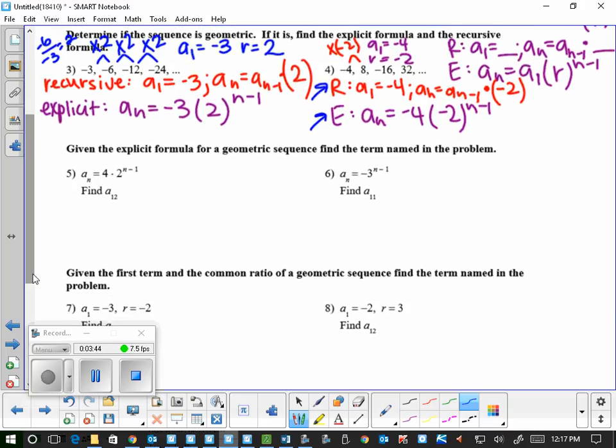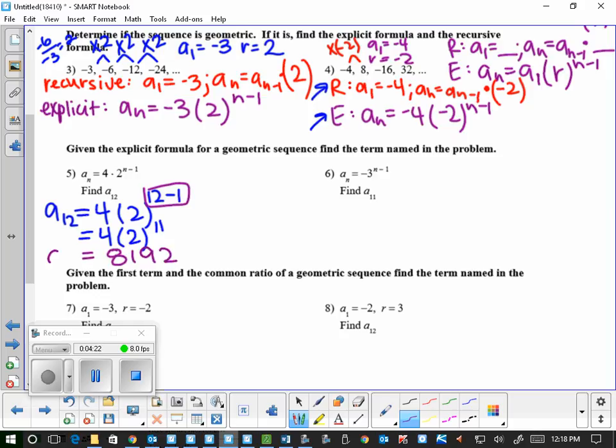Numbers 5 and 6: you are given the explicit formula, and we want to find the term that is given. So here is the explicit formula, 4 times 2 to the n minus 1. We want to find the 12th term. So I'm going to plug in 12 where I see n. So I have 12 minus 1. That's 4 times 2 to the 11th. I simplify the 12 minus 1, which is 11. Plug this into your calculator: 4 times 2 caret 11, and you get 8,192. That is the 12th term.